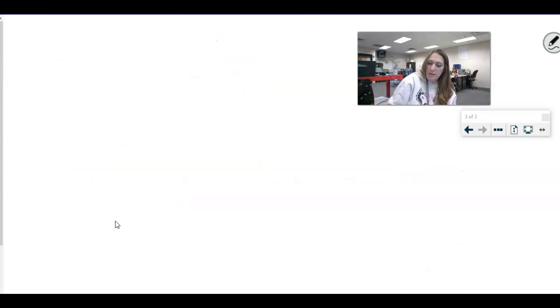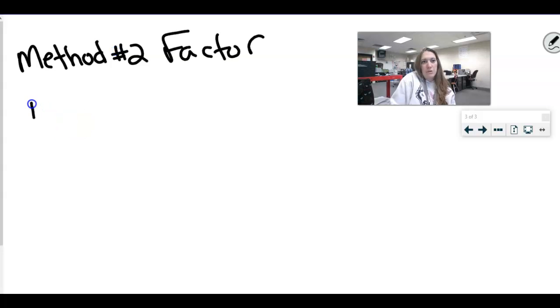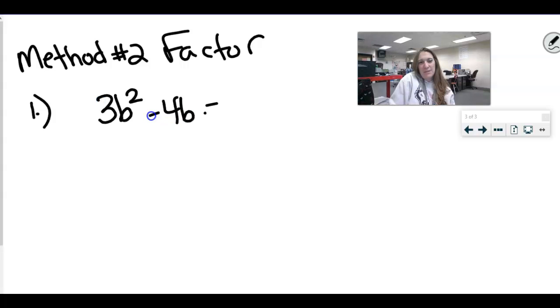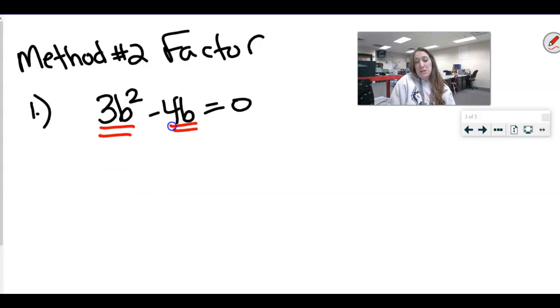3b squared minus 4b. So method 2, we're going to factor. So number 1 again, it was 3b squared minus 4b equals 0. And then remember factoring, we've got that flow chart. At the top it says look for any common factors. Well, we definitely have a common factor here. It's not really that exciting, it's just a b, but this is what factoring looks like. So if you factor a b out of that expression, you still have a 3b and then a minus 4.